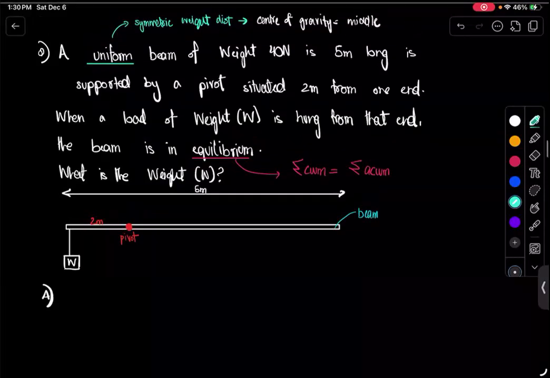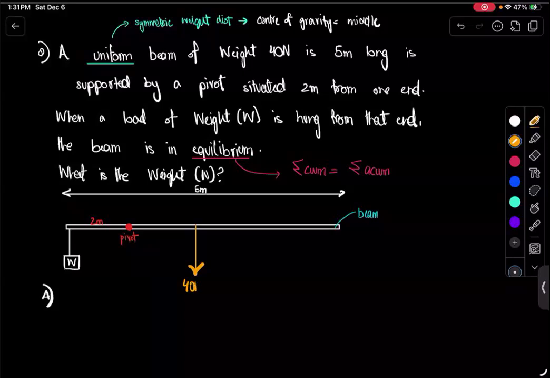Let's check it out. First of all, a very important phrase here is "a uniform beam of weight." Whenever you have a uniform object, all of the weight of that object acts at its center. So if the bar is 5 meters in total, all of its weight acts at its center. The weight is 40 newtons. Do we know this distance? Yes, it is 2.5, and this is also 2.5 because it's acting exactly at the center.